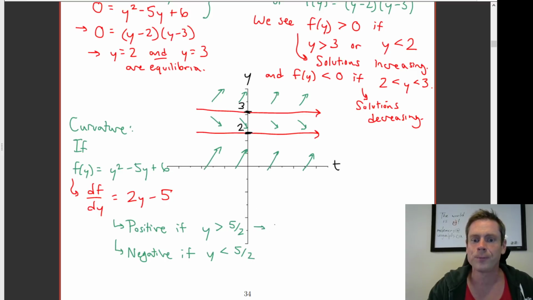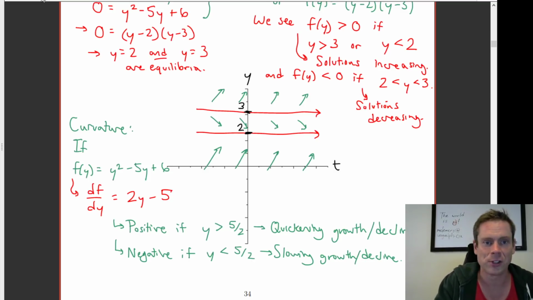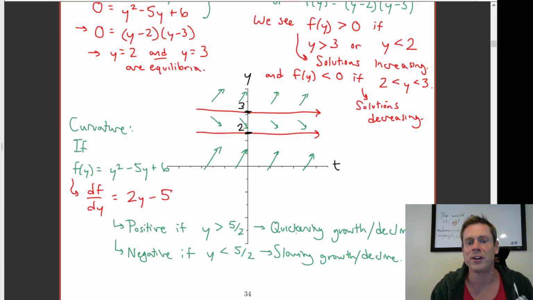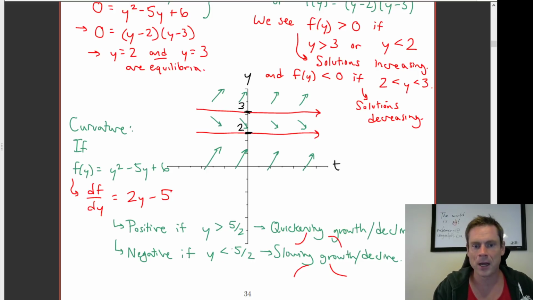That corresponds to quickening growth or decline, whereas where it's negative, that's slowing growth or decline. I'll remind you of what those pictures look like in case you need to remember. Quickening growth or decline means where it's growing faster, where it's falling faster. Slowing growth and decline means the opposite, right? Where it's growing slower, and where it's falling slower. So it's these two pictures where y is less than 5 halves, and these two pictures where it's greater.